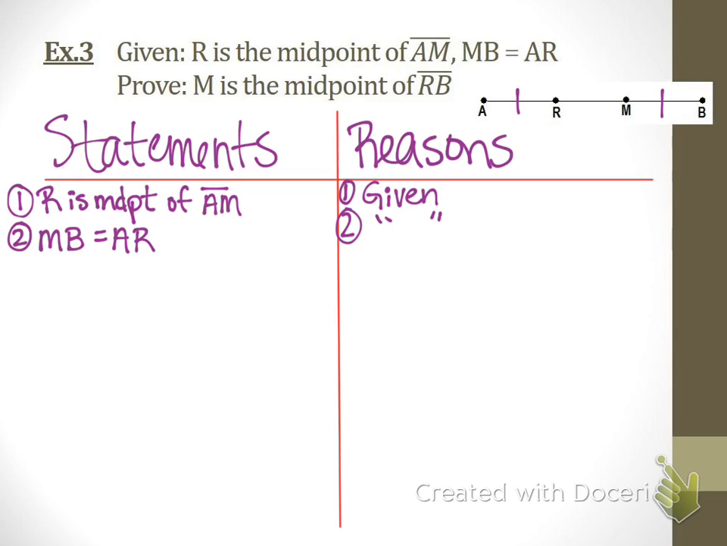I do want to revisit, though, my very first given. R is the midpoint of segment AM. What does that mean to us? What does it mean to have a midpoint? It's in the middle. Kara, what do you think? It means that AR and RM are congruent. Very good. We could say congruent, but because they're using equality, I would stick with that so we don't have to switch back and forth. So yes, it means that they are congruent or that they are equal in measure. So AR is equal to RM.